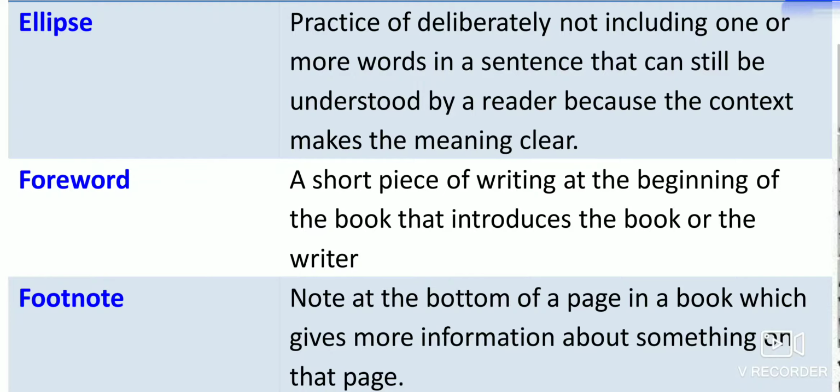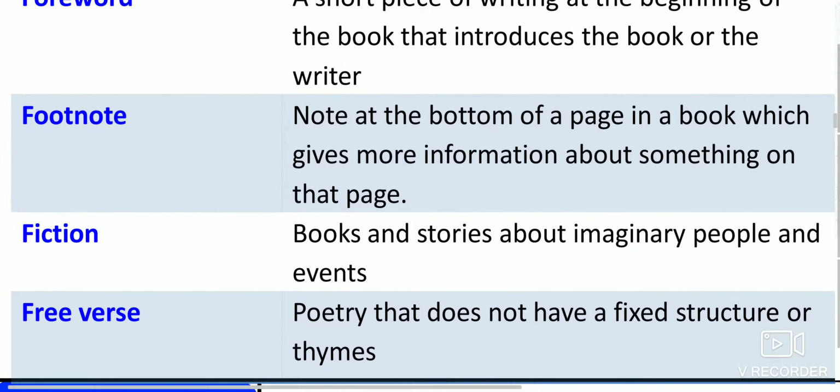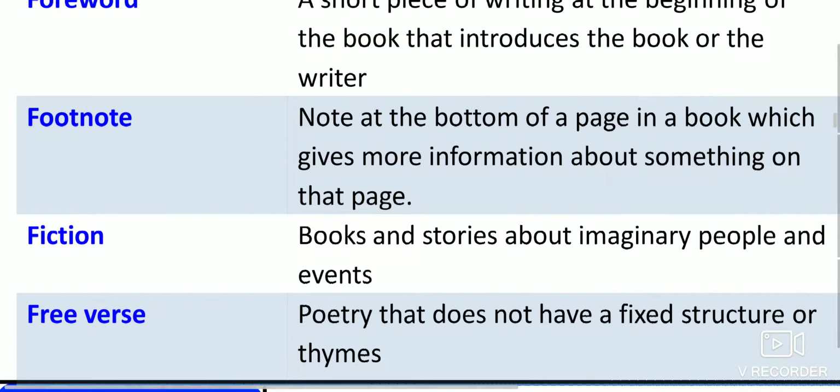Foreword, a short piece of writing at the beginning of the book that introduces the book or the writer, is known as foreword. Footnote means a note at the bottom of a page in a book which gives more information about something on that page, that is known as footnote.